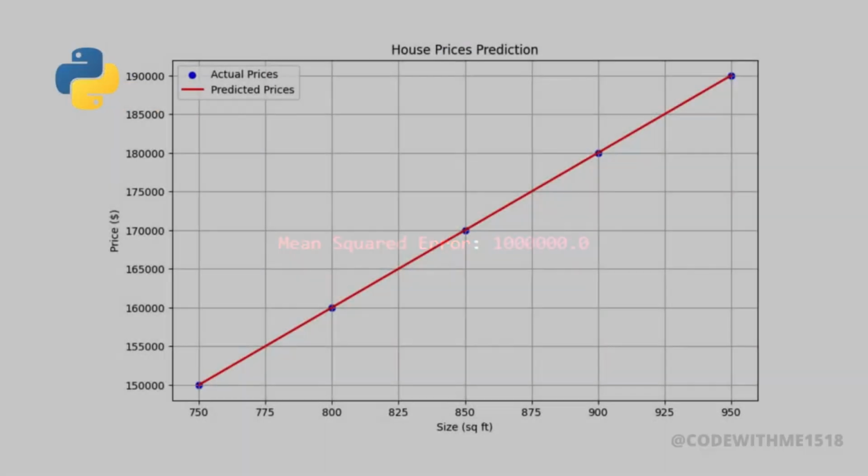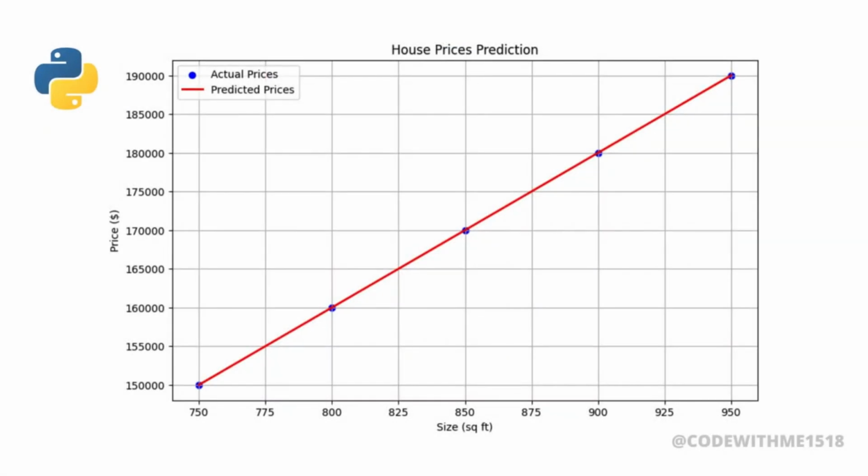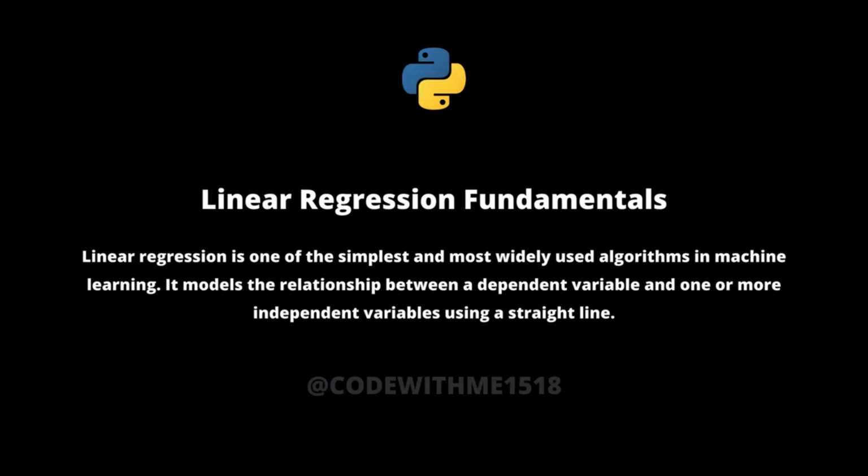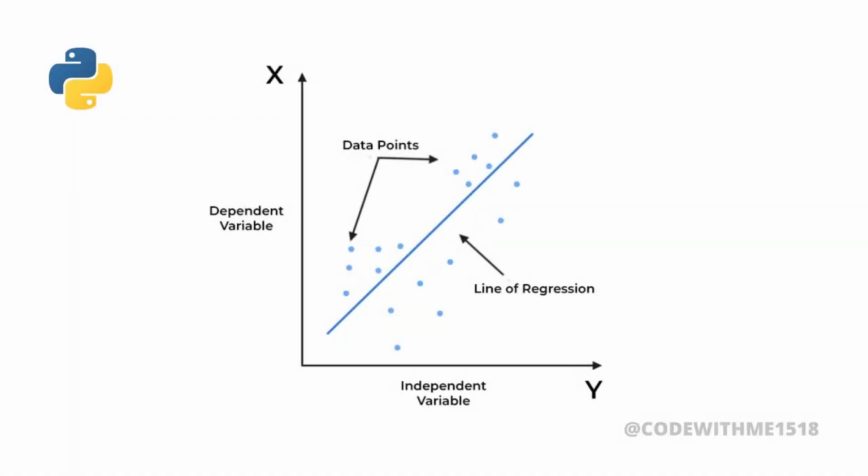As you can see from the scatter plot, the predicted prices are quite close to the actual prices, indicating that our model has learned to some extent from the training data. Linear regression is one of the simplest and most widely used algorithms in machine learning. It models the relationship between a dependent variable and one or more independent variables using a straight line.